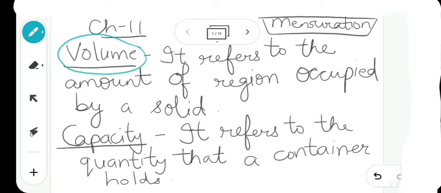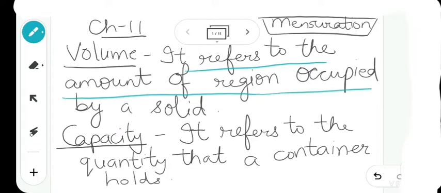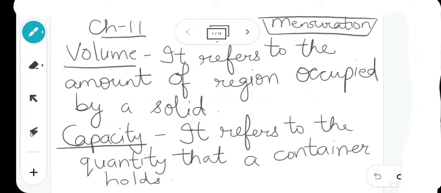First of all, volume. Now, what do you mean by volume? It refers to the amount of region occupied by a solid. Whatever space and whatever region is occupied by a solid, that is called volume. Next is capacity. Capacity refers to the quantity that a container holds.